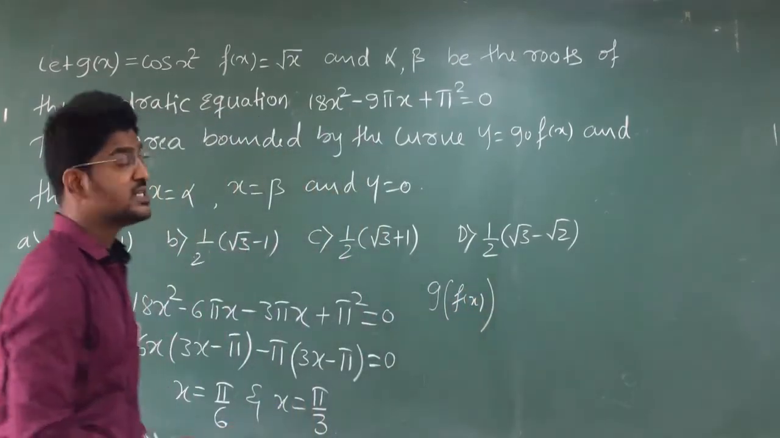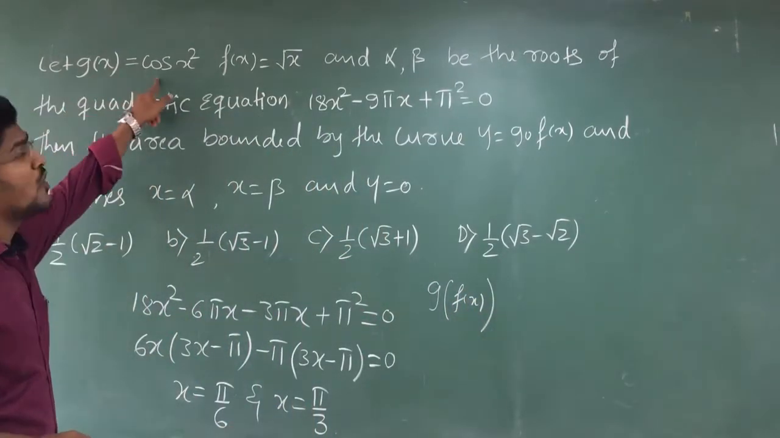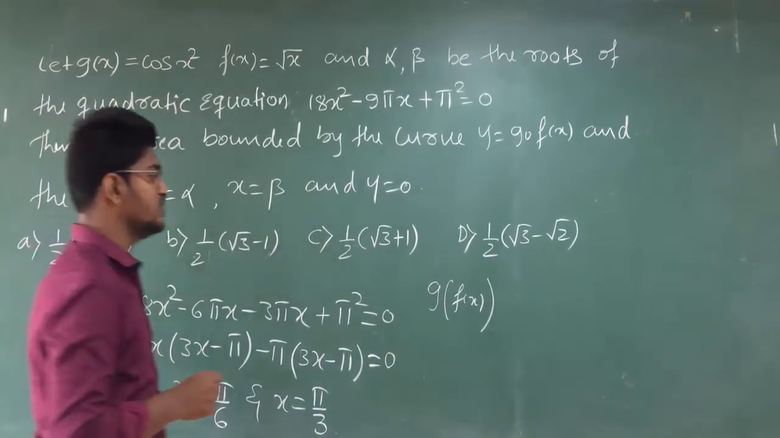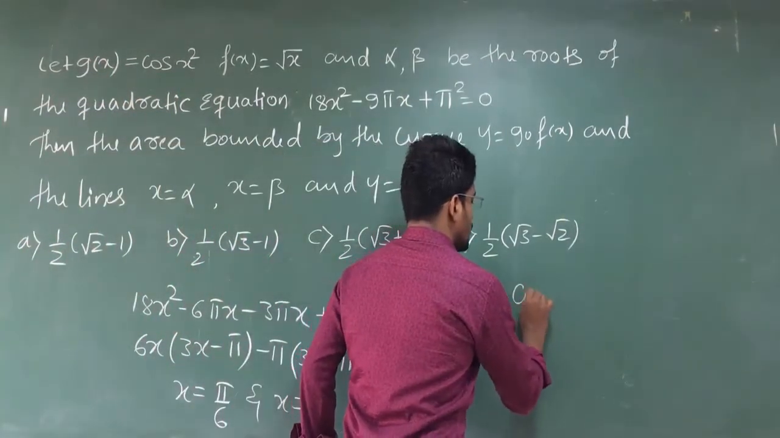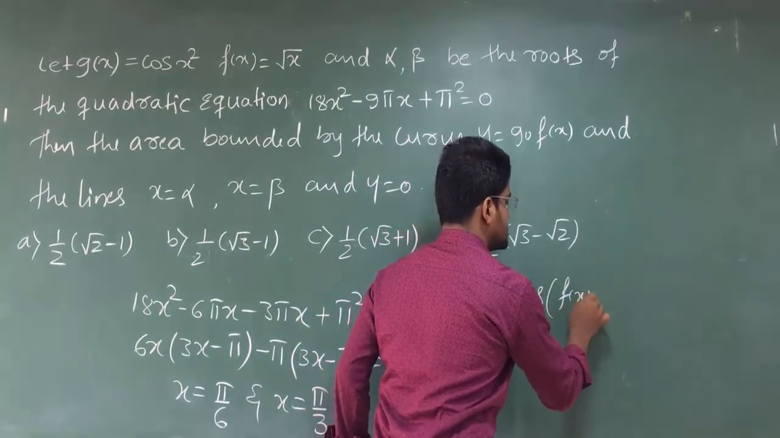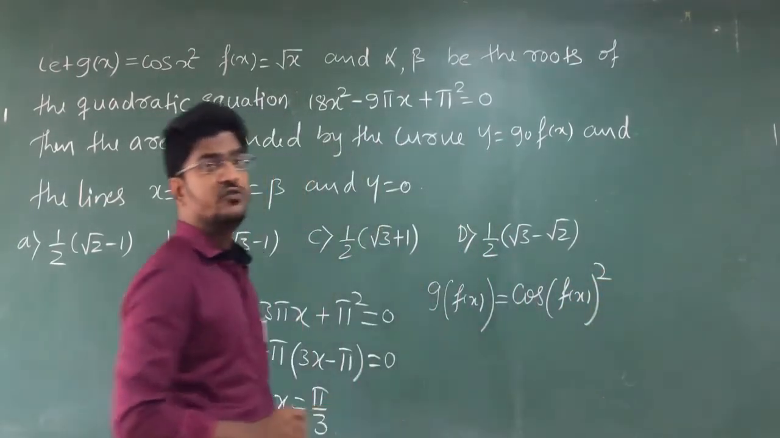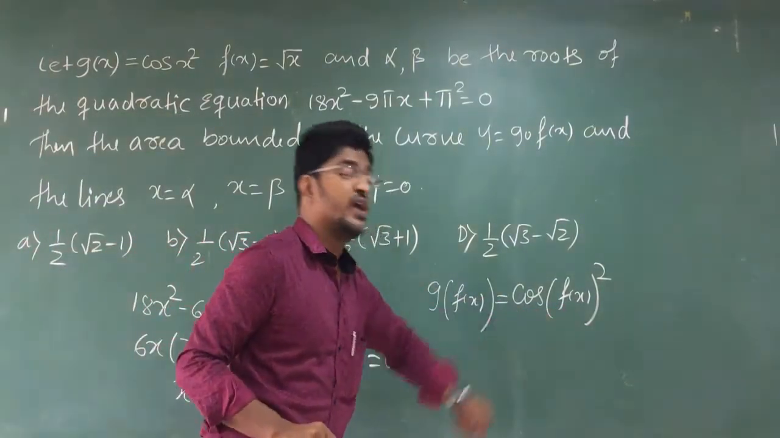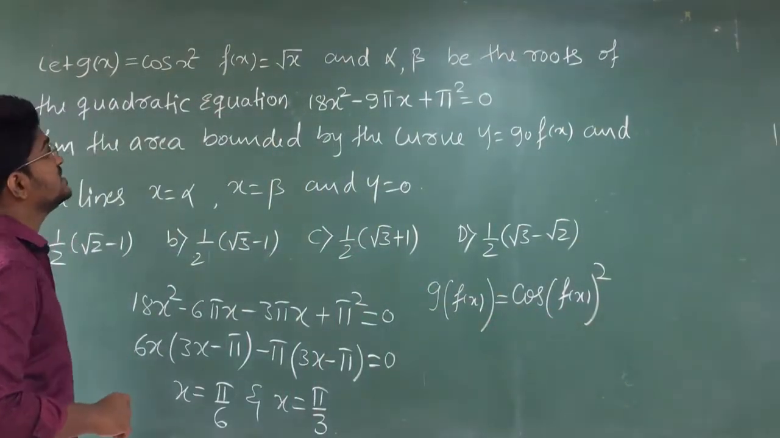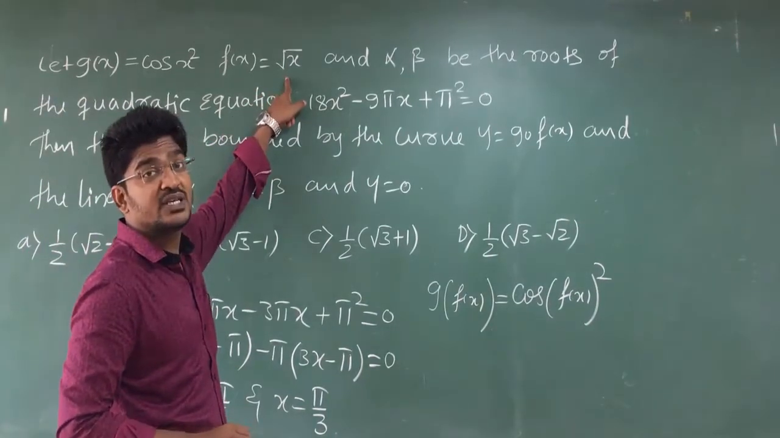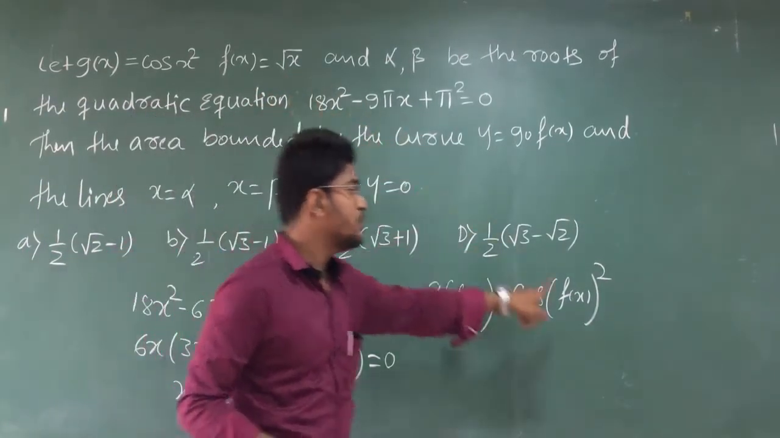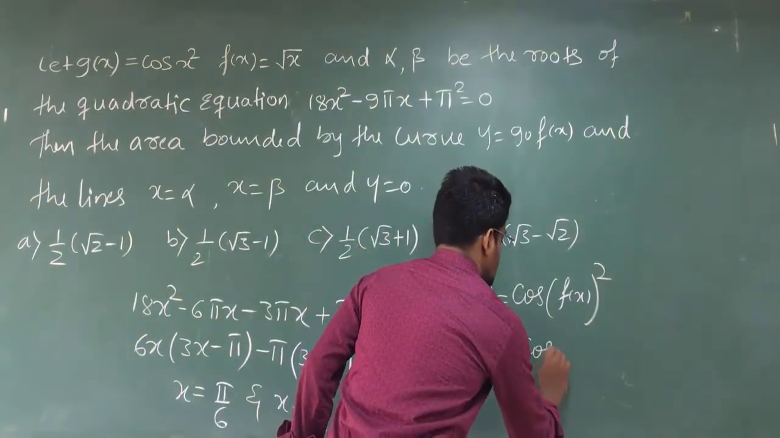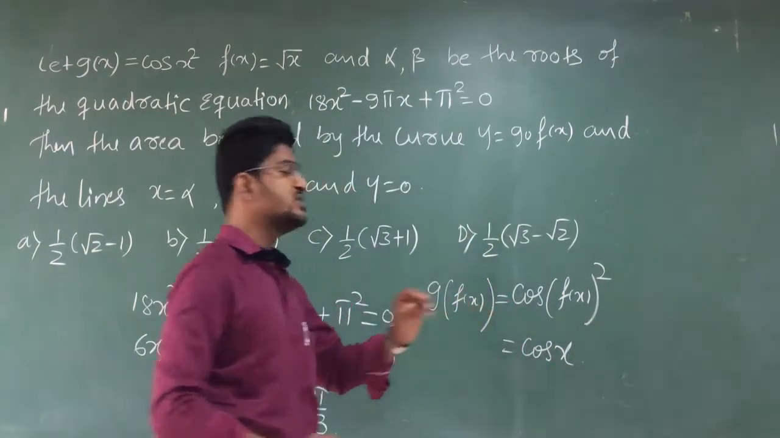What is g of f of x? See here, g is cos square x. So in the place of x, if I write f of x, it will be cos of f of x square. Clear? So now what is f of x? f of x is root x. If I apply root x here, root x square will be x. So that is cos x. So GOF is cos x.